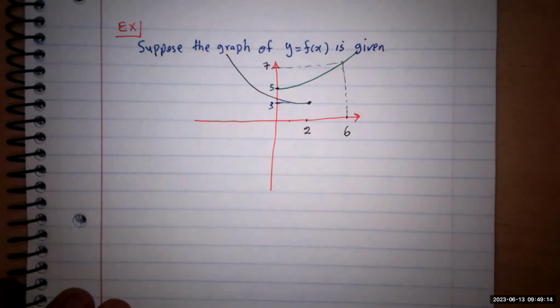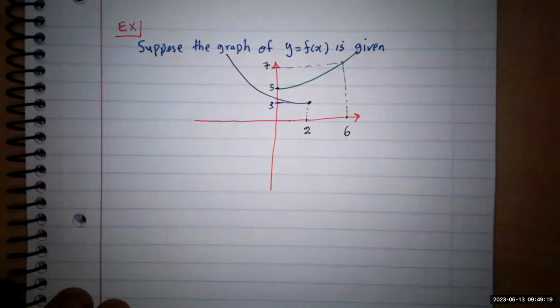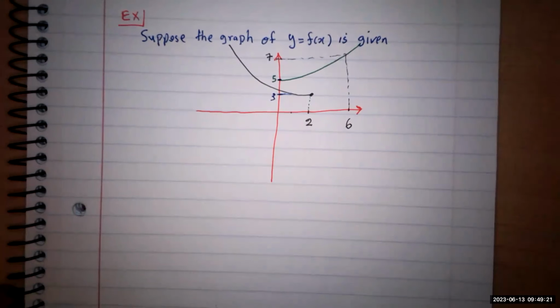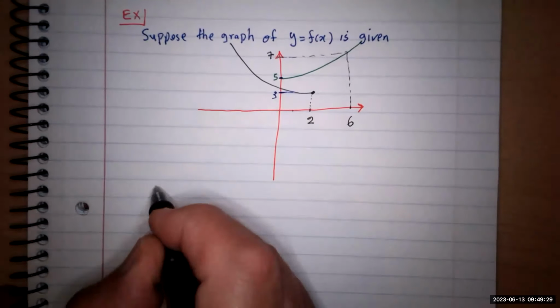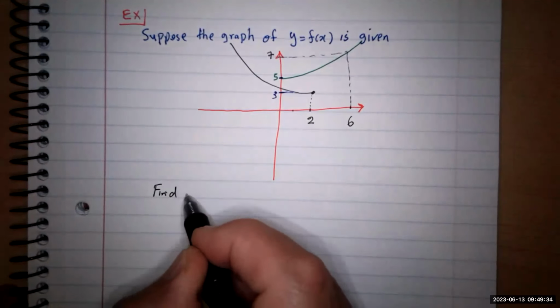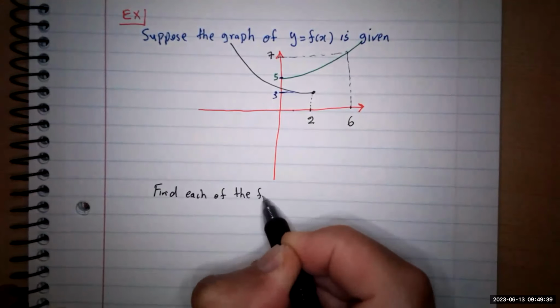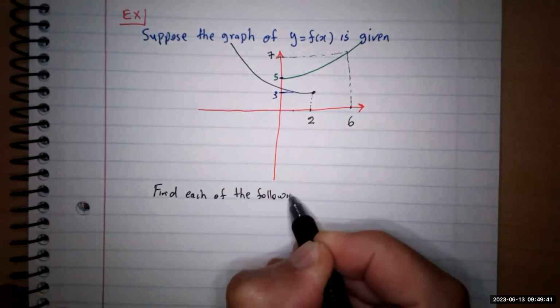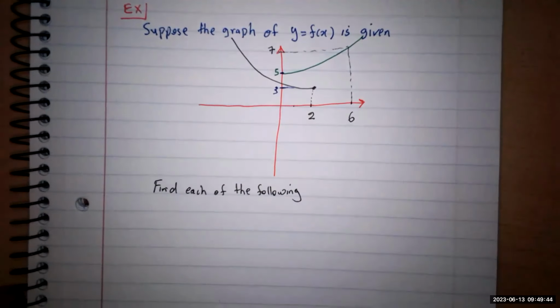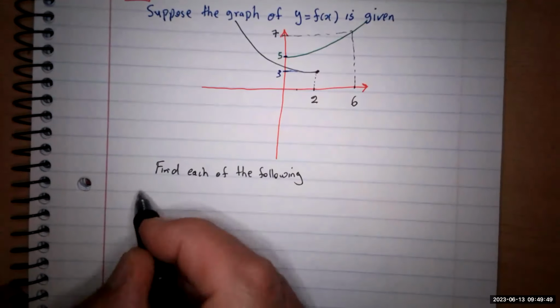Let's see what else do we need. Okay, that's enough. So this is going to be the graph of the function. The function is given to you. So they ask you to find each of the following.